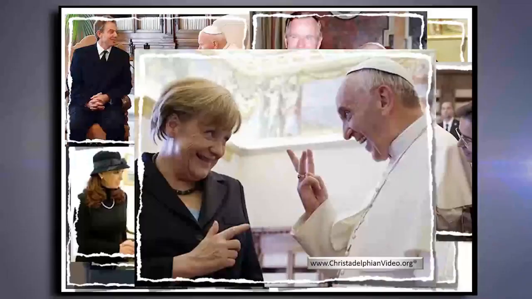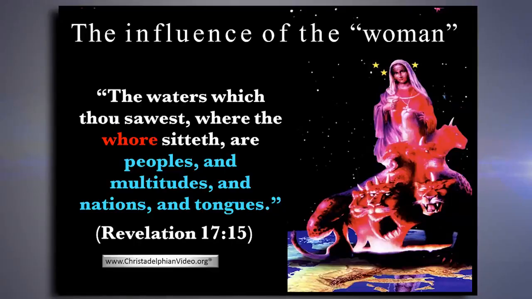Okay. The waters which thou sawest where the horse sitteth are peoples, multitudes, nations, and tongues. So this church here is over peoples and multitudes, nations, and tongues. It controls, it influences lots of different countries, lots of different people. 1.1 billion Roman Catholics, I think, at the last count around the world. It's true, isn't it?